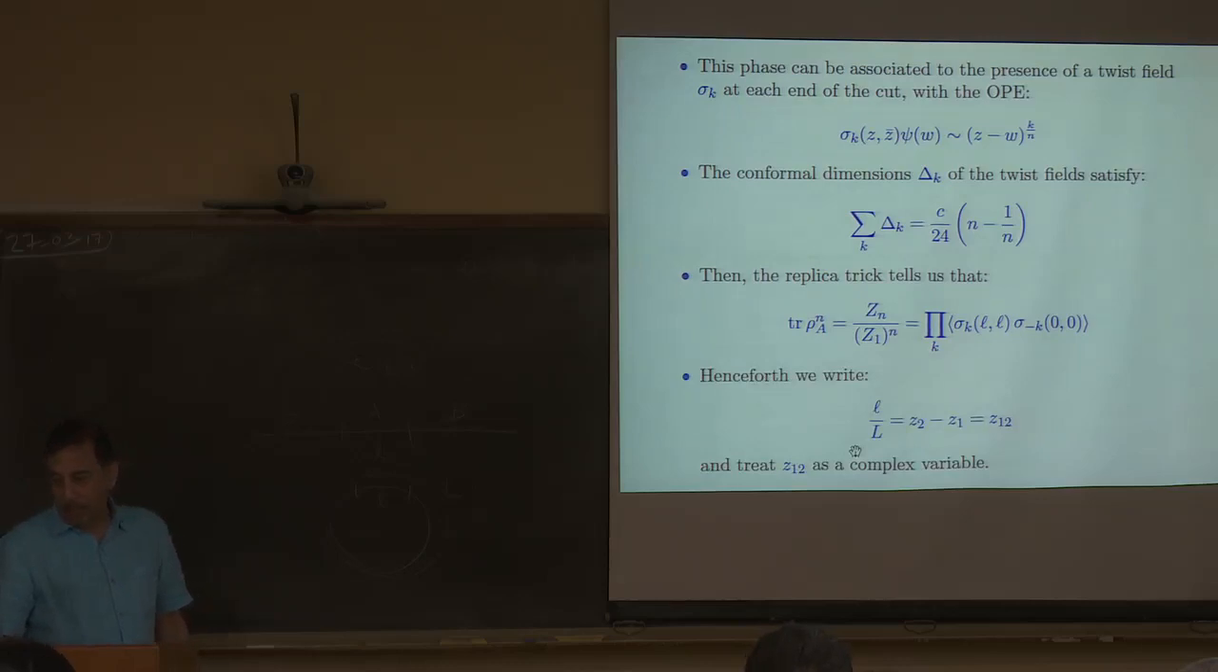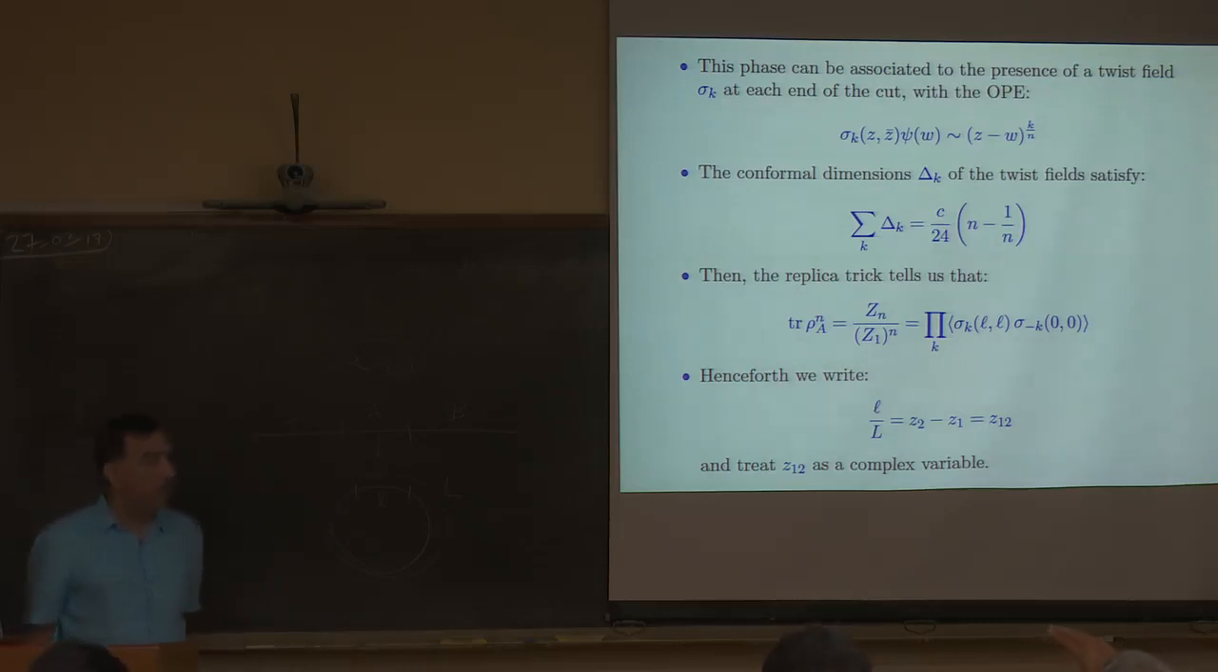Okay, so now in what follows, I'm just going to write this ratio of this length over the full thing as a complex variable Z12, because now we are going to do some mathematics with it. So it's just important to remember that Z12 is a number between 0 and 1, which parameterizes the length of the entanglement.